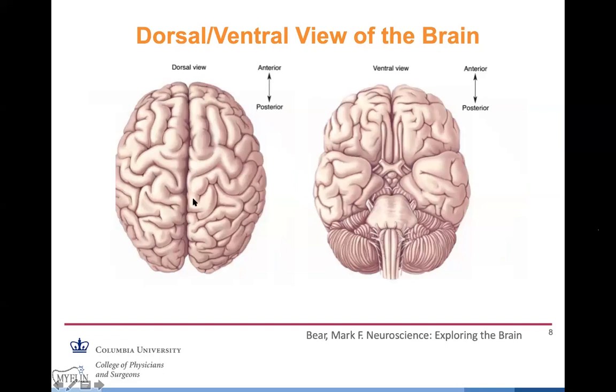This is looking at the brain from above. It's called the dorsal view of the brain. Again, this is the anterior, the front of the brain, and this is the back of the brain, the posterior view. And this is looking at the brain from below, and this is what we call the ventral view. Again, the anterior section of the brain, and then the posterior parts of the brain.